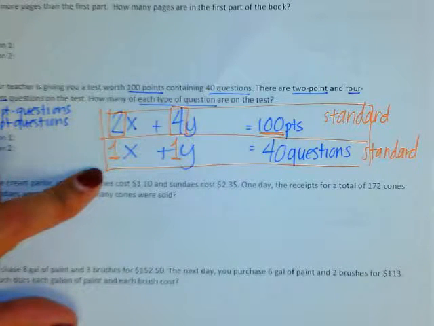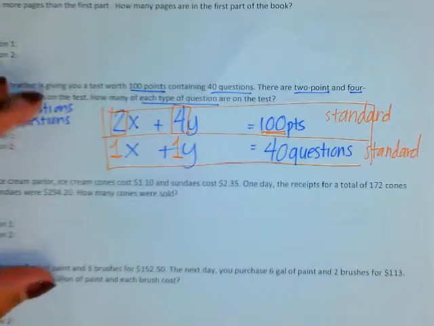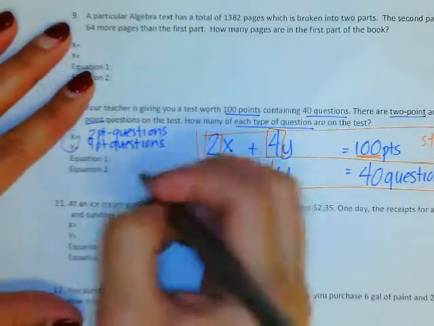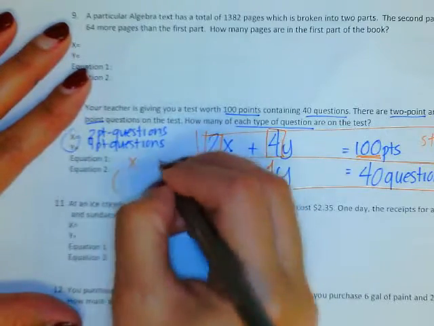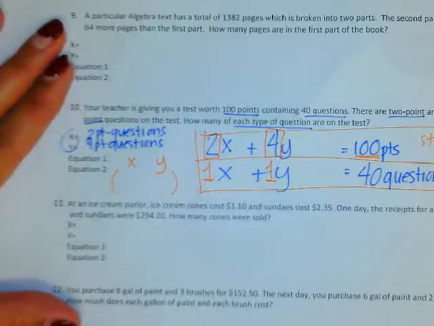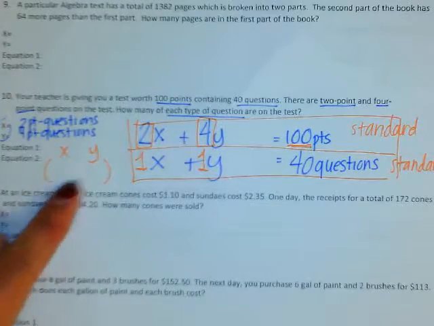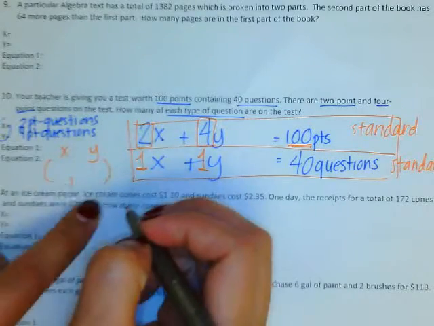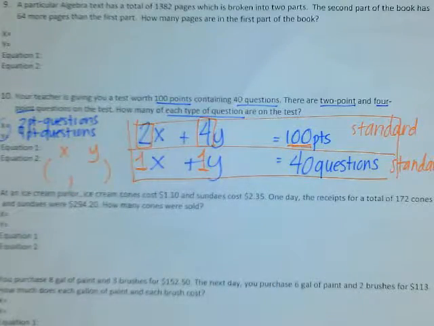Then you find where they intersect. So menu, analyze, graph, intersection, and then that will be your answer, which will be X and Y. Okay? So your X will be the 2-pointers and the Y will be the 4-pointer questions. So when you get to class, try this on the calculator.